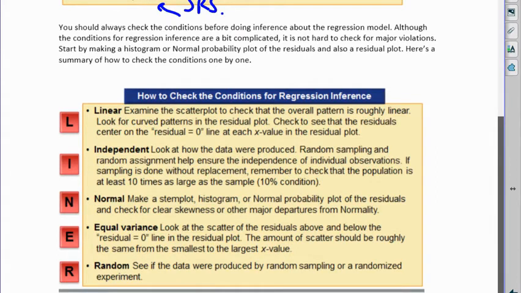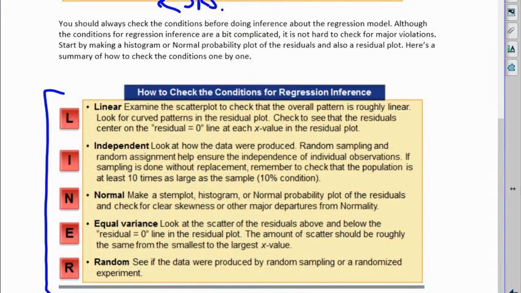Okay, so we're going to check our conditions before we do anything. And so here's basically summarizing your steps. You can read through that. On the next page, we're going to see if you can identify what we're looking at. What are we looking at? L, I, N, E, or R?